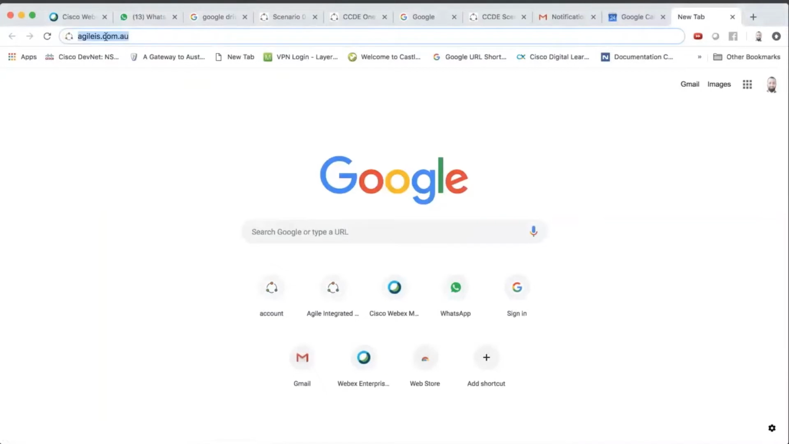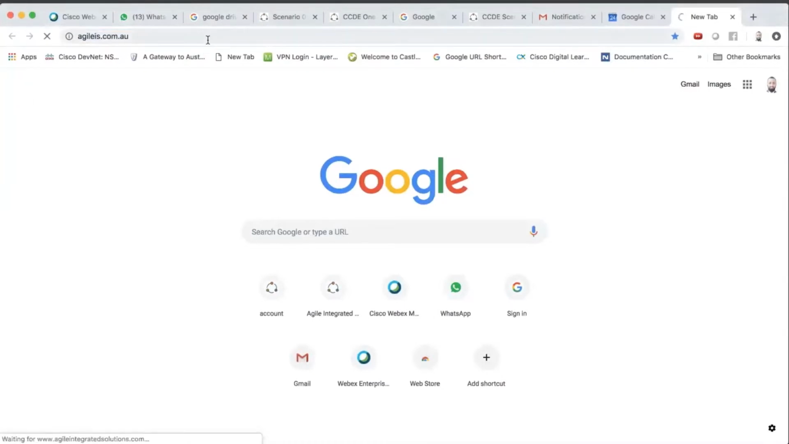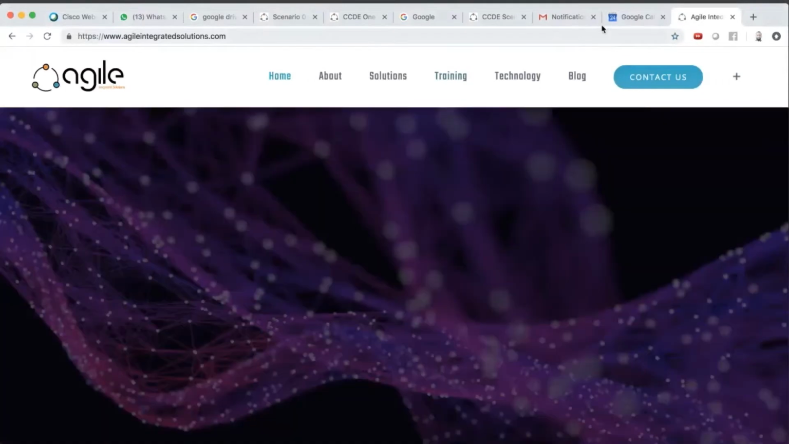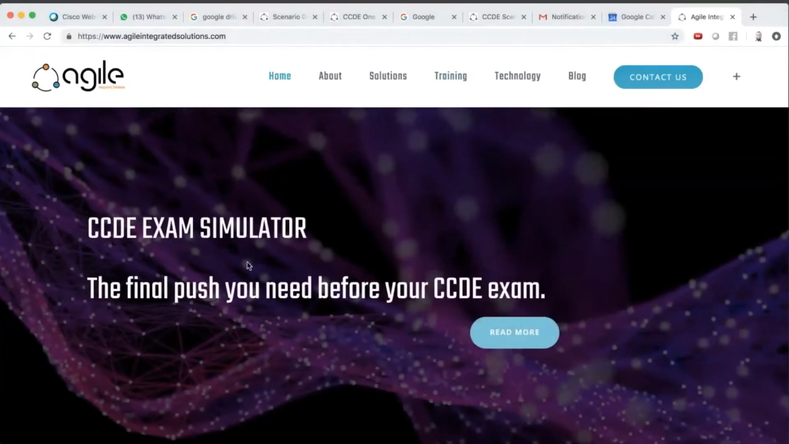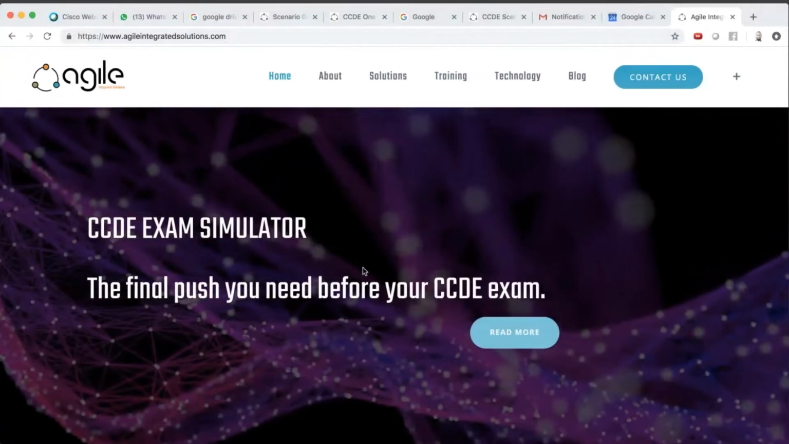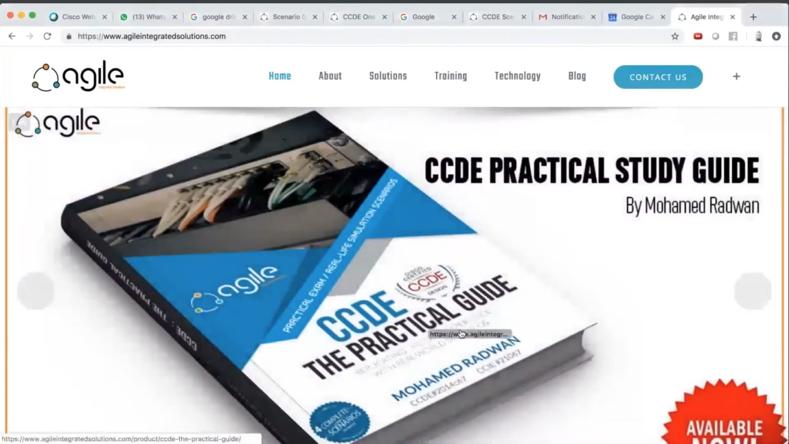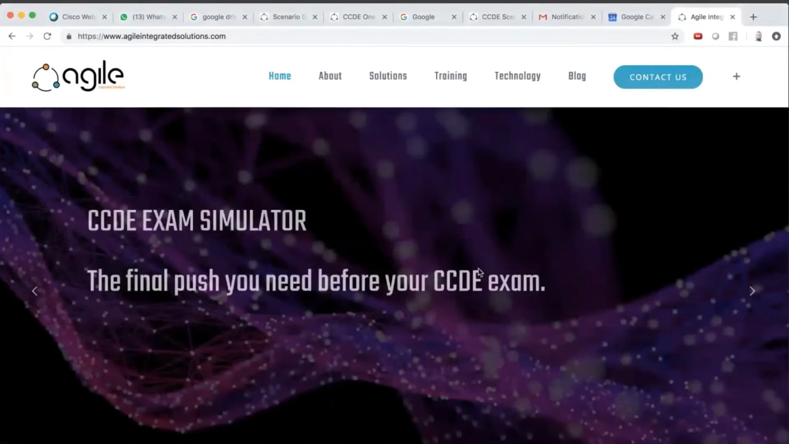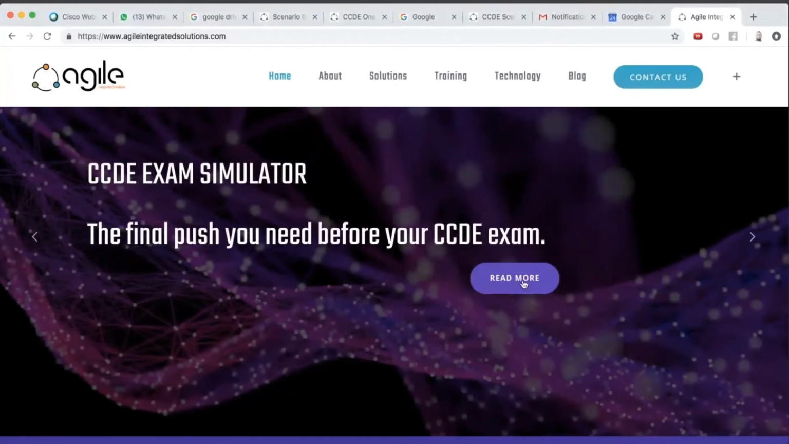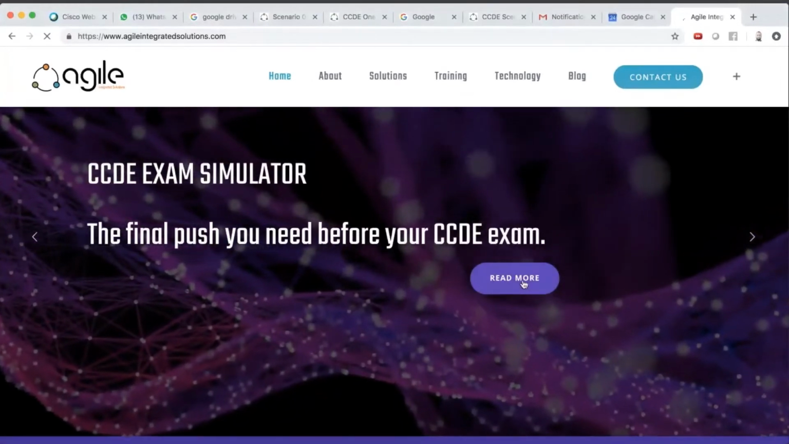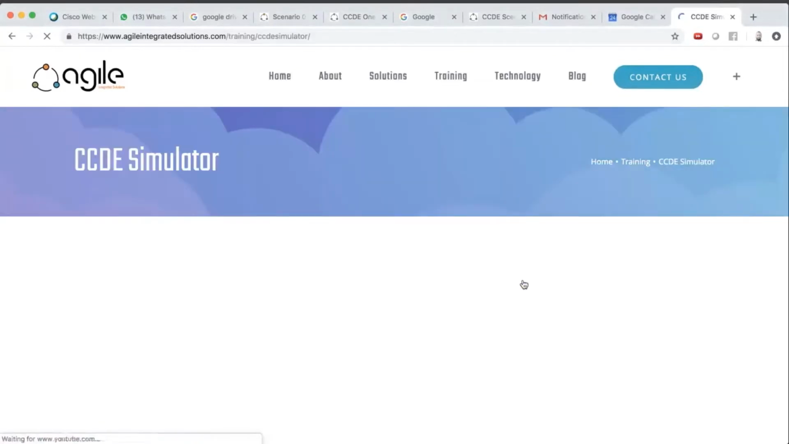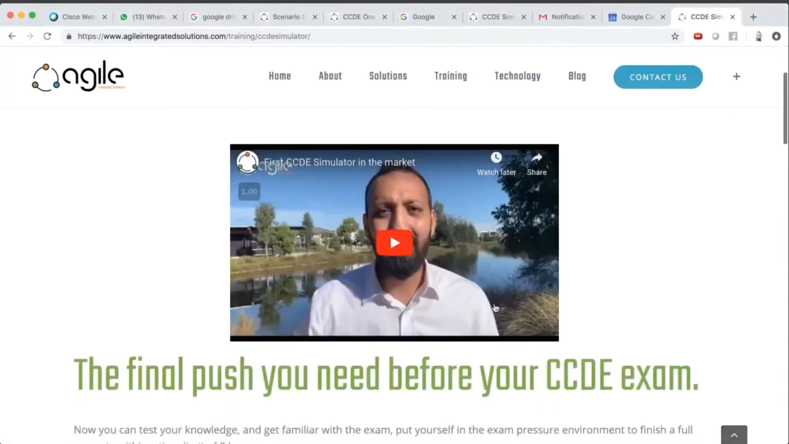So this is the website, agileis.com.eu. Awesome. You log in there, and as you can see, here's a big slider about the CCDE. Yeah, look at that. The website includes some other services, but let's concentrate on the simulator. Oh, this is the book. Let's get back. Sorry. Yeah, no worries. It's the book. Yeah, simulator here. So click. This is a small video about the simulator. I captured it near home.